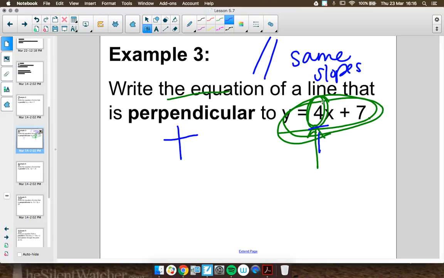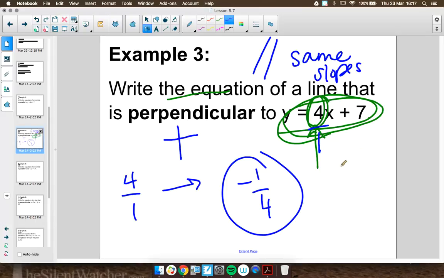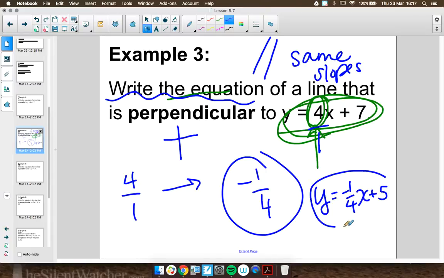Then if this were a fraction, it's going to be 4 over 1. Something perpendicular to that is going to be negative 1/4. So that's the slope of a line. But right now we need to write an equation of a line. So we need to write y equals negative 1/4 x plus something else to show another line.